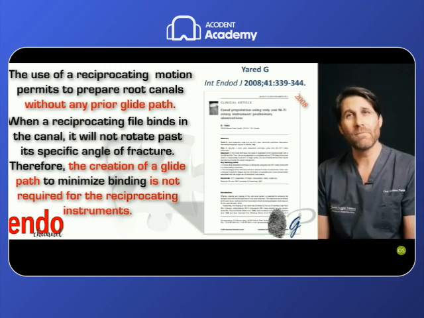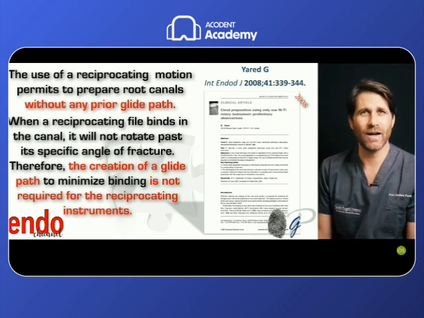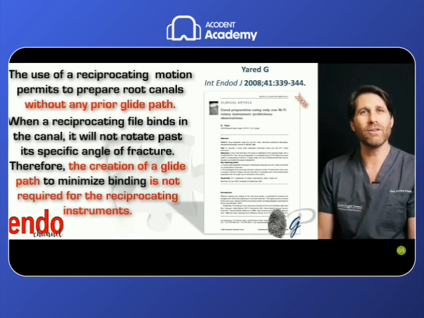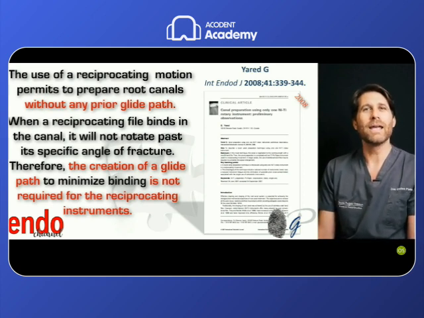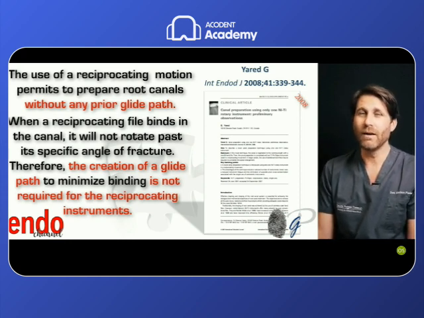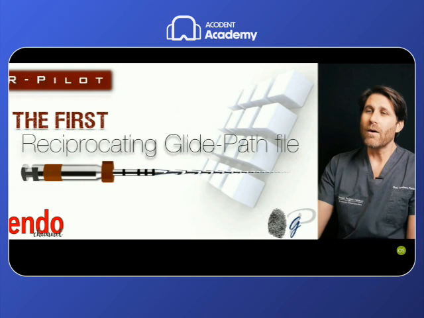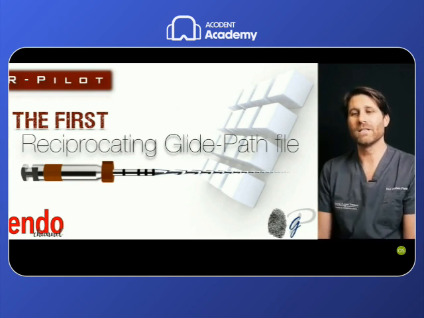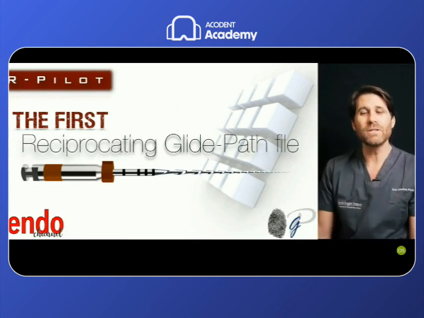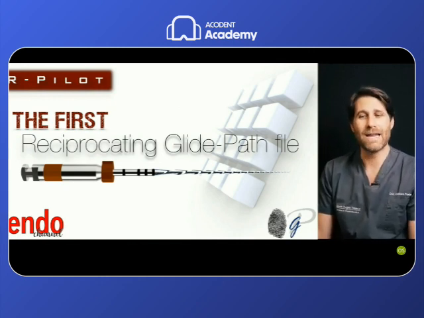So glide path pre-flaring procedures have been introduced for rotary files to overcome a limitation of the rotary file: the possibility that the tip of the file could engage inside the dentin and break from torsion. This cannot happen for reciprocating files. So I'm speaking here about the first reciprocating glide path file, because this is the first file that we can use to create a real mechanical glide path.